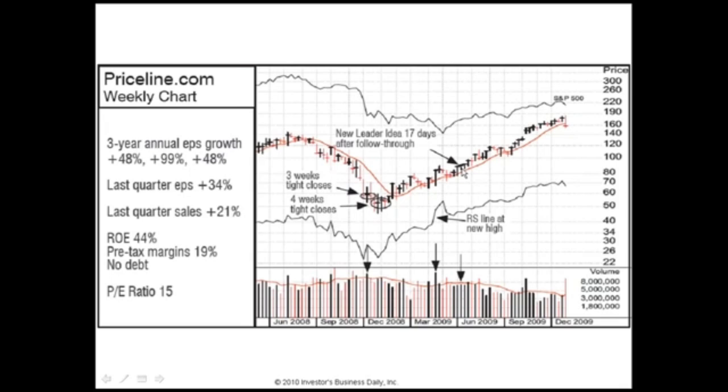Now, every one of these stocks have earnings, and they have a return on equity, or they have pre-tax margins. So you see the 48%, 99, 48%, last quarter up 34%. This is in the middle of a 17-month bear market and in a recession. So the earnings are coming through, the sales are there, 44% return on equity. This is exactly what we're looking for. Huge profitability. PE ratio happened to be reasonable. Notice some of the peak closes there after it's breaking out.